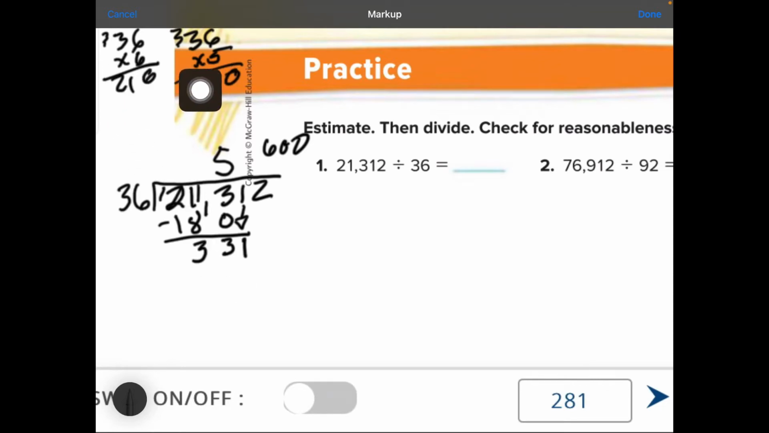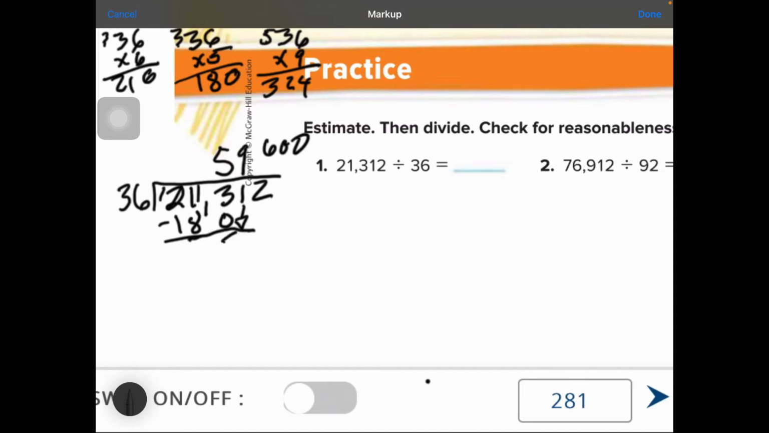How many times will 36 go into 321? Well, I have some numbers up here, so I know it goes more than 6. So let's go over here and do another guess and check. And let's try 36 times, I'm just going to say 9. 9 times 6 is 54. 9 times 3 is 27, 28, 29, 30, 31, 32.